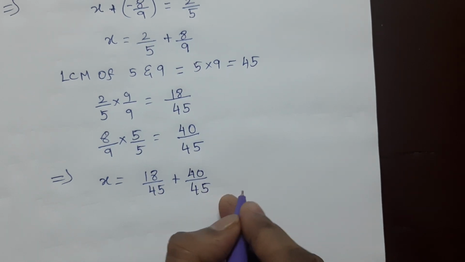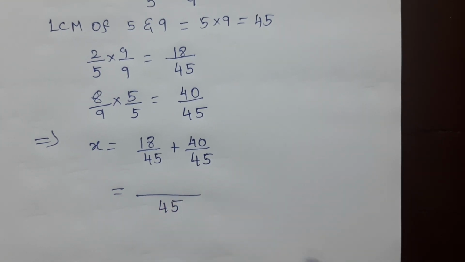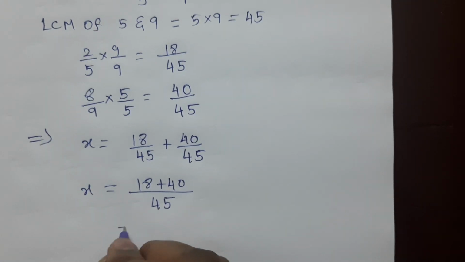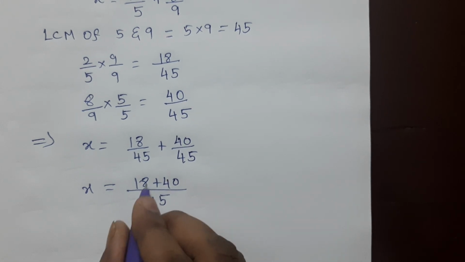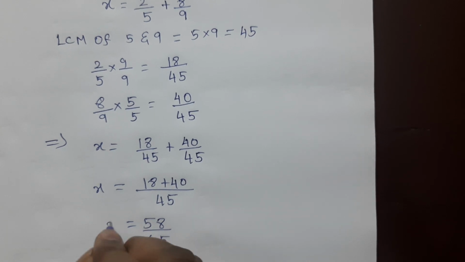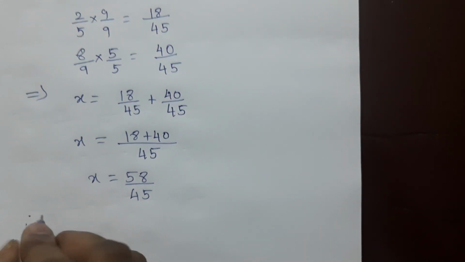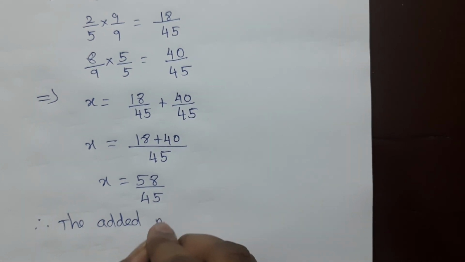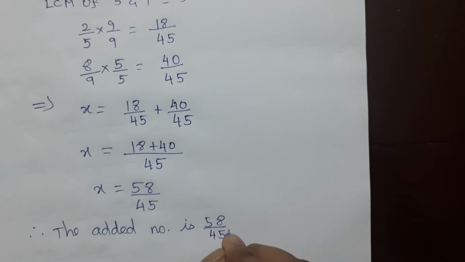Now look at the denominators. Denominators are same. So we can take the same denominator 45 and 18 plus 40. So x is equal to this one. 18 plus 40, how can we add? 8 plus 0 is 8, 1 plus 4 is 5. So 58 divided by 45. So the added number is 58 by 45. Therefore, the added number is 58 by 45.